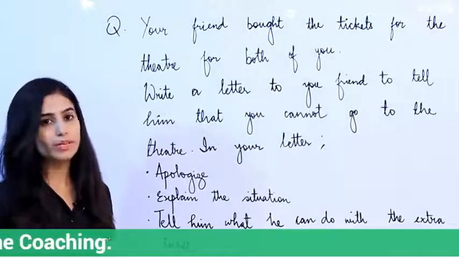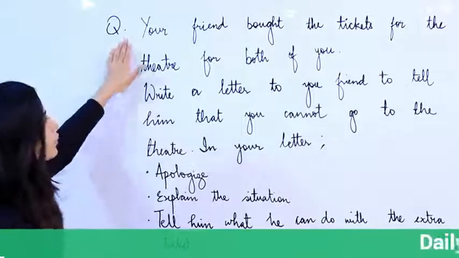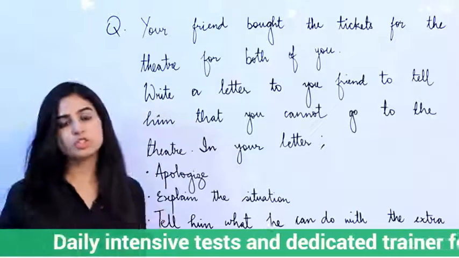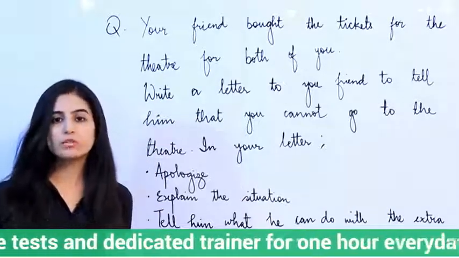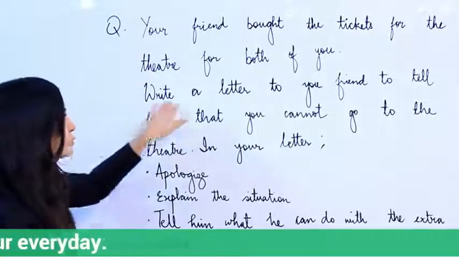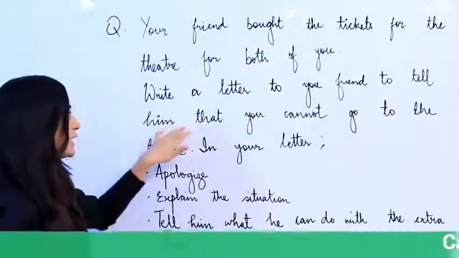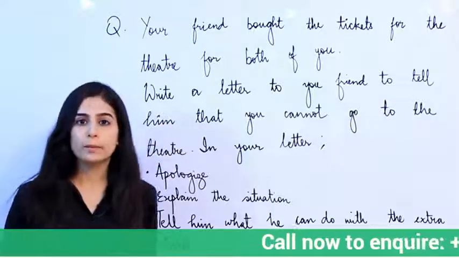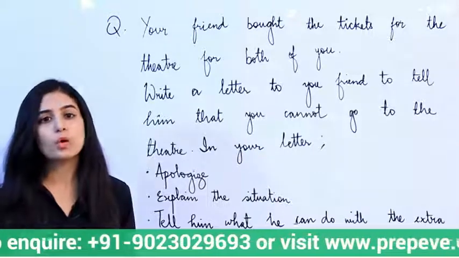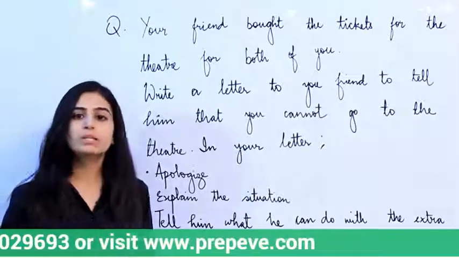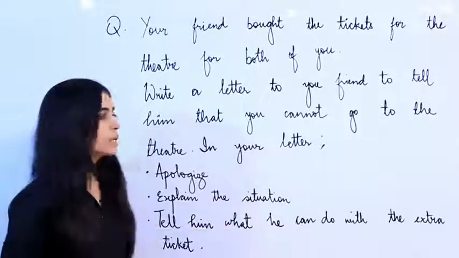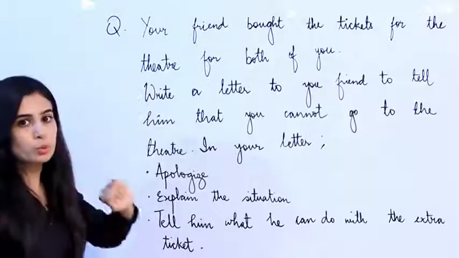Let's understand the question. So basically your friend bought the tickets for the theatre for both of you. So he purchased 2 tickets for you and for himself, right? So he's done that. Now what has happened? You have to write a letter to your friend to tell him that you cannot go with him. So there's some problem, there's some issue that has come up on your way, so you won't be able to accompany him to the theatre show. So you have to write a letter to inform him about the same, right? So this is what you have to do.